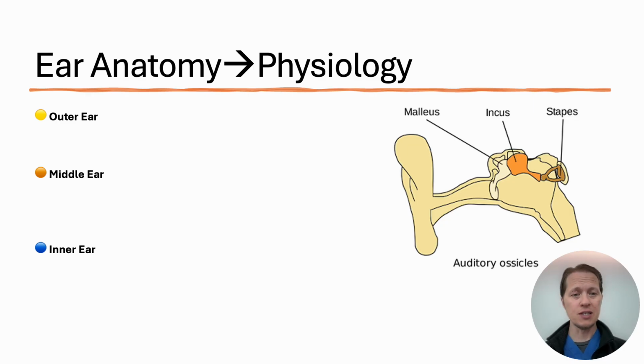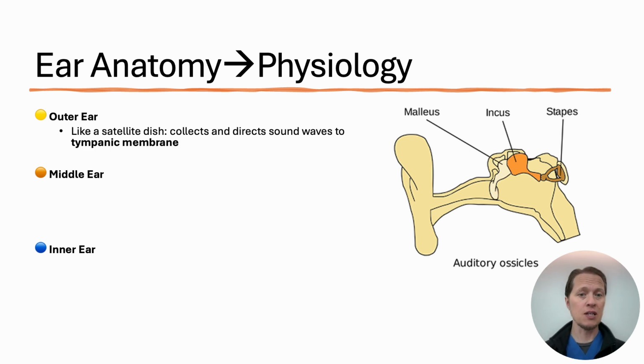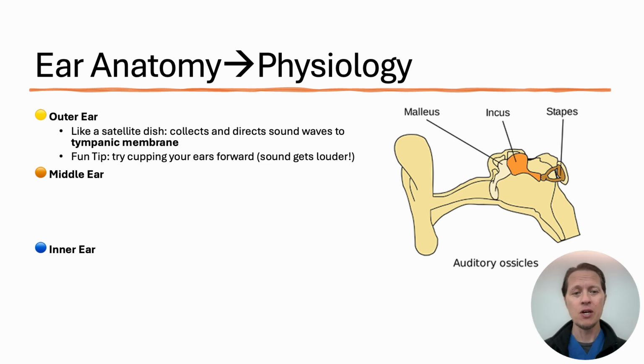So let's now try to break this down into the 3 compartments of the ear and use our knowledge of anatomy and apply it to what happens physiologically, and maybe some analogies along the way. Your outer ear is sort of like a satellite dish. It really does act that way. If you ever cup your hands over your ears, your voice gets louder. If you can't really appreciate that, do that while you're whispering. You whisper and then cup your ears. You can hear your voice a heck of a lot better.